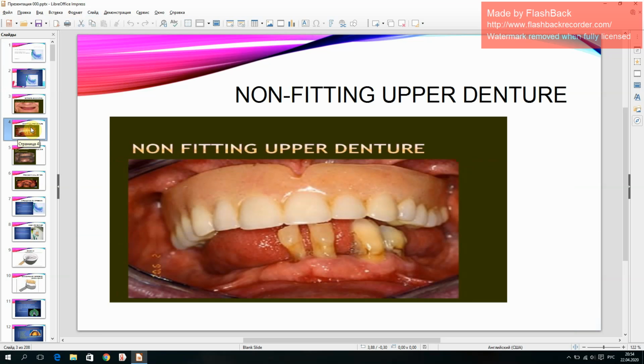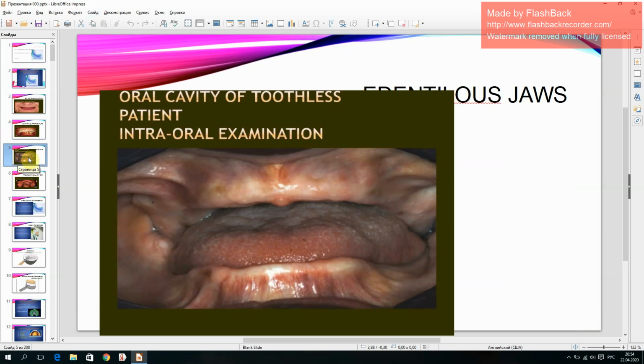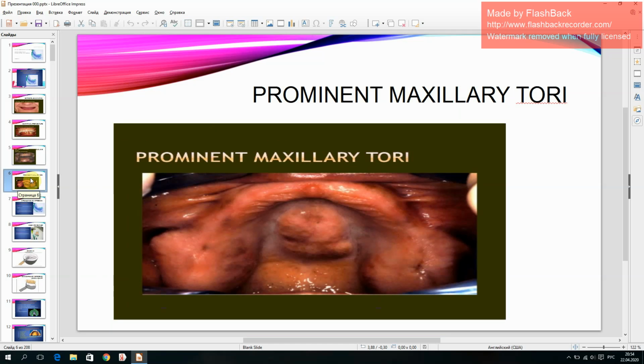Extraoral examination, non-fitting upper denture, oral cavity of a toothless patient, intraoral examination. Prominent maxillary tori.